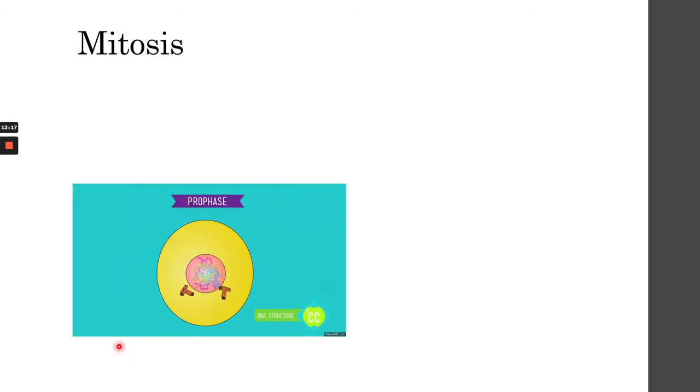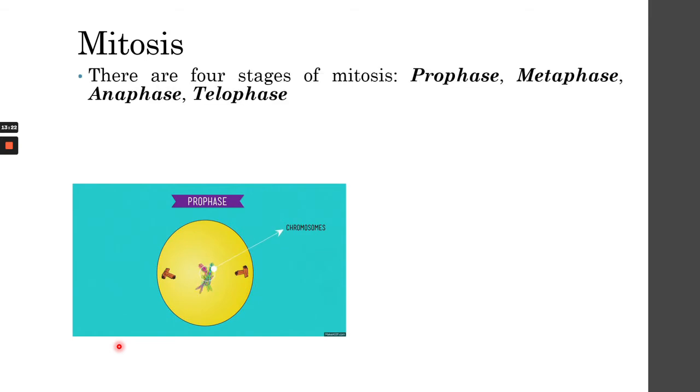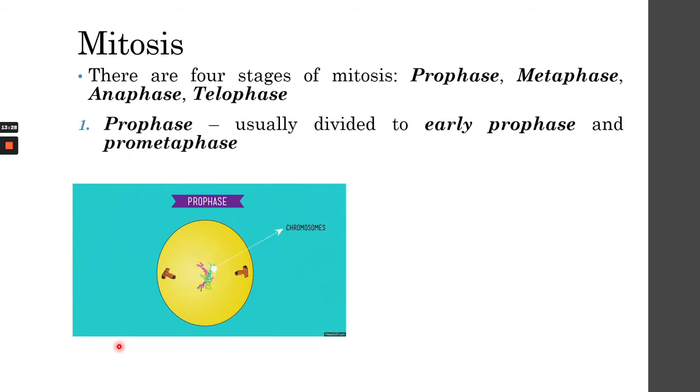Now let's talk about mitosis. There are four stages of mitosis: prophase, metaphase, anaphase, and telophase. Let's talk about prophase, the first stage of mitosis. In prophase, usually it is divided into early prophase and prometaphase. So let's talk about early prophase. What is happening during early prophase, or basically the early parts of prophase?